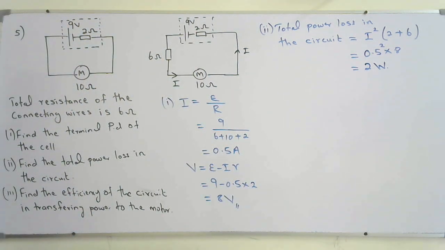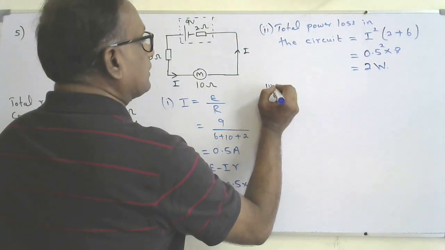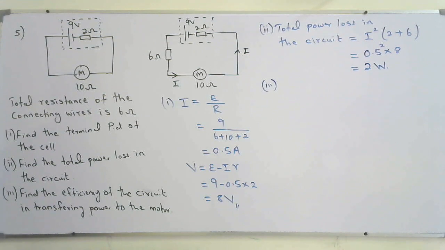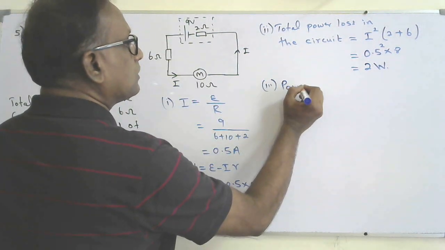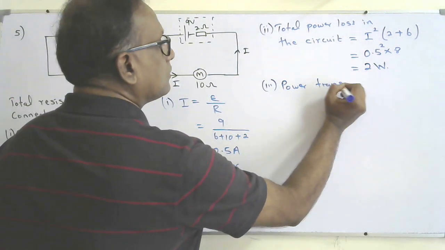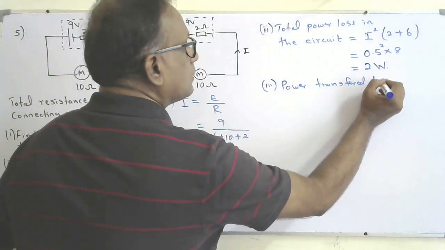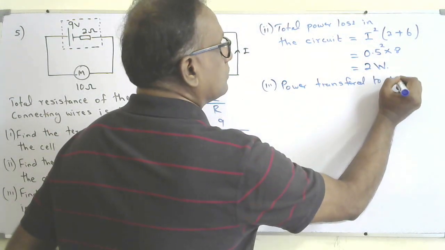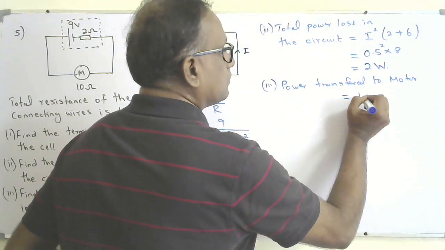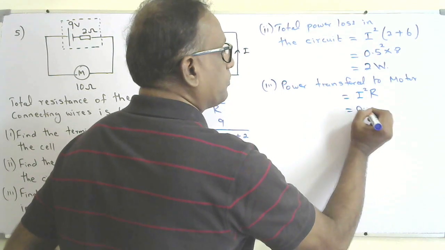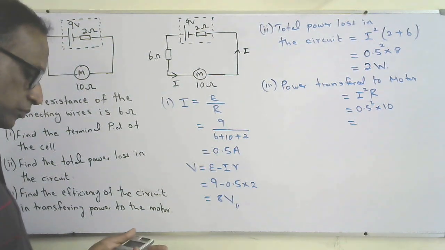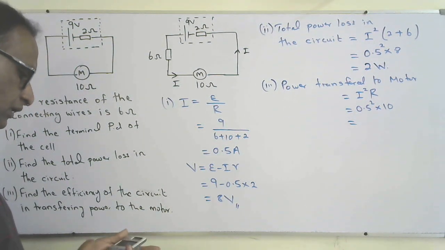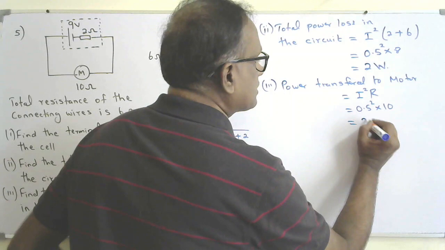Third part, find the efficiency of the circuit in transferring power to the motor. So third part, I can find the power transfer to the motor, P equal I squared R. That is 0.5 squared into 10. That is 2.5. That will be 2.5 watts.